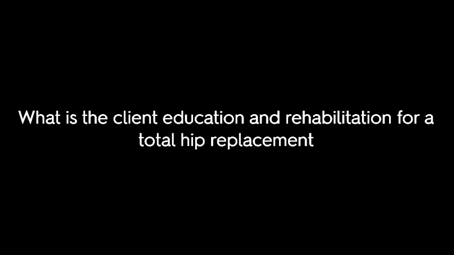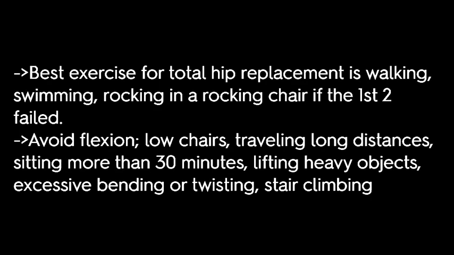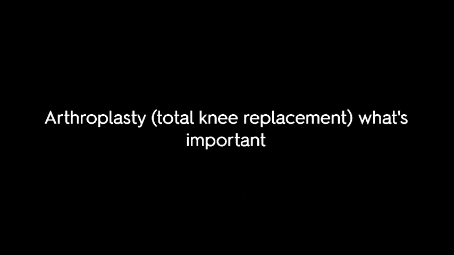What is the client education and rehabilitation for a total hip replacement? The best exercise for total hip replacement is walking, swimming, or rocking in a rocking chair if the first two fail. Avoid flexion, low chairs, traveling long distances, sitting more than 30 minutes, lifting heavy objects, excessive bending or twisting, and stair climbing. Arthroplasty, what's important?